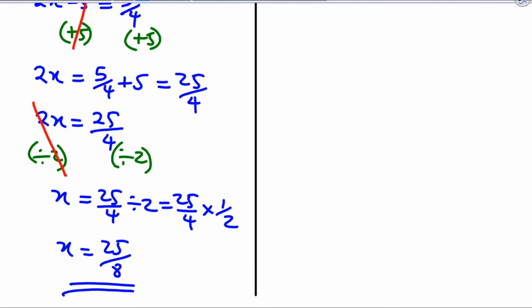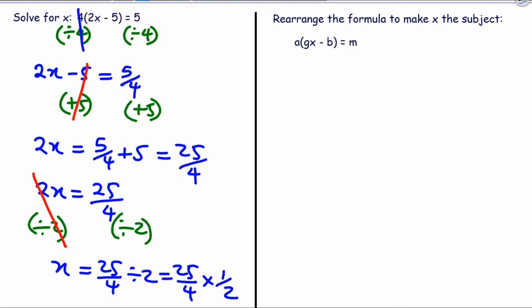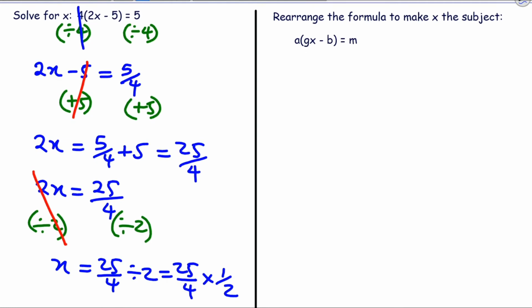Okay, so we can apply the same process to rearrange the formula on the right-hand side. The first step will be dividing by a. So divide by a here, divide by a there, and we know that a divided by a will be equal to 1. So basically we are left with gx minus b is equal to m over a. And then the opposite of subtracting b is adding b, so we add b on each side.